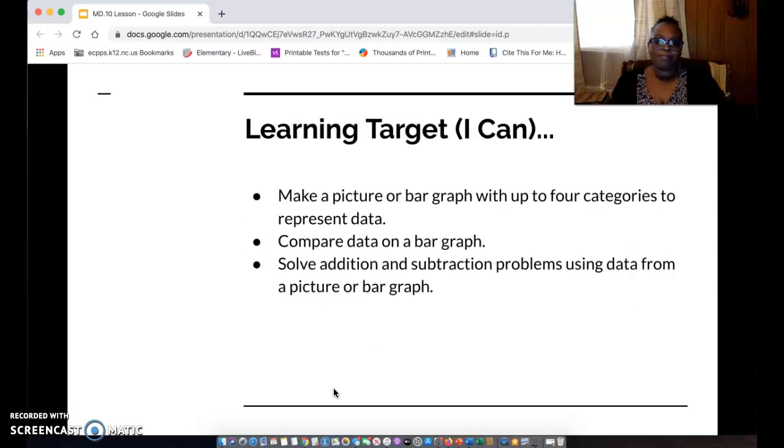So some of the things that you, the student, will be able to do is make a picture or bar graph with up to 4 categories to represent the data, compare the data on a bar graph, and solve addition and subtraction problems using the data from a picture or bar graph.